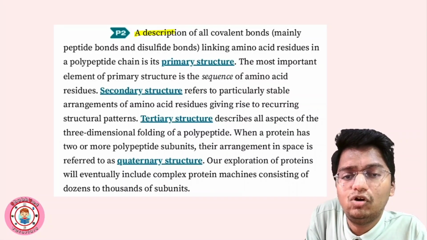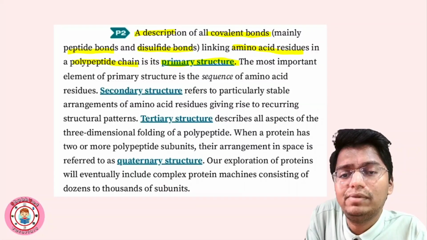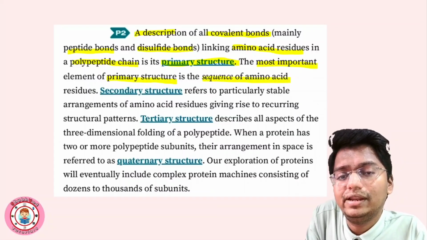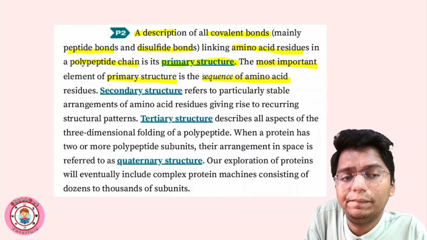A description of all covalent bonds, mainly peptide bond and disulfide bond, linking amino acid residues in a polypeptide chain is a primary sequence structure. Okay, primary structure means just a chain of amino acids in which there are bonds, peptide bonds and disulfide bonds. So the most important element of primary structure is what? Sequence of amino acids, right? Primary structure has the sequence.